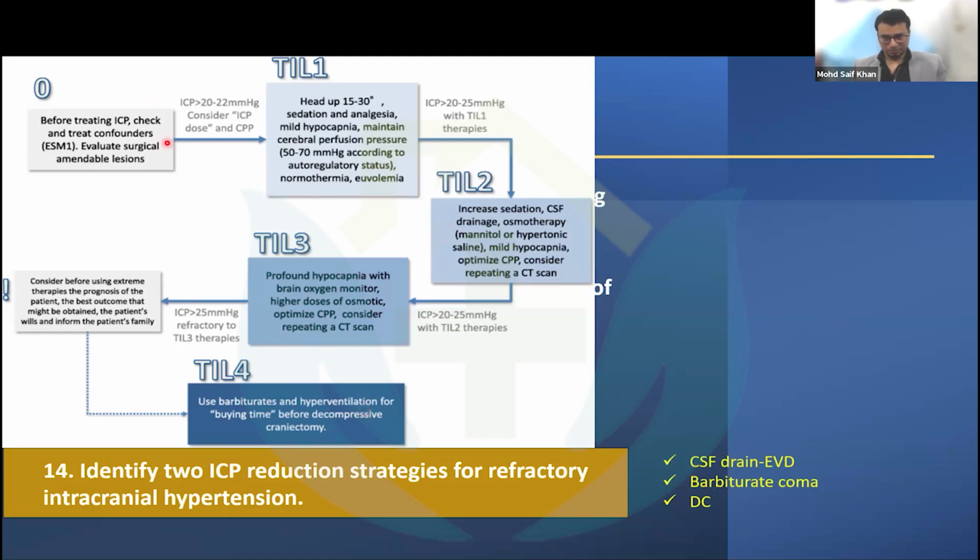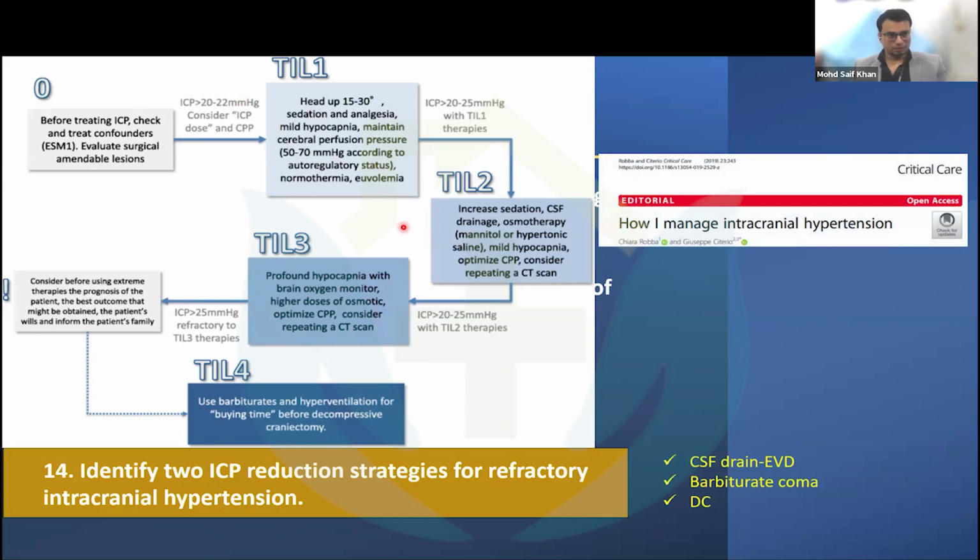This image, I have obtained from this paper, "How I Manage Intracranial Hypertension." This is very nice. You can read it. All these articles are really very interesting. It will definitely change your practice, how you manage the patient. This is from Dr. Rabba. They have mentioned these tiers of therapy, and this can be asked in the exam.